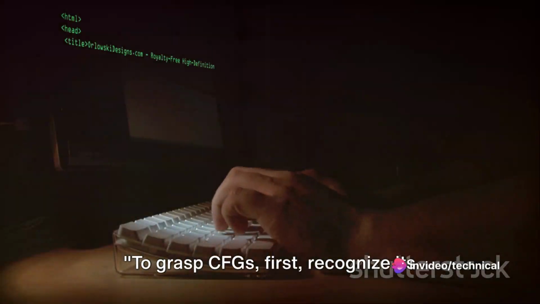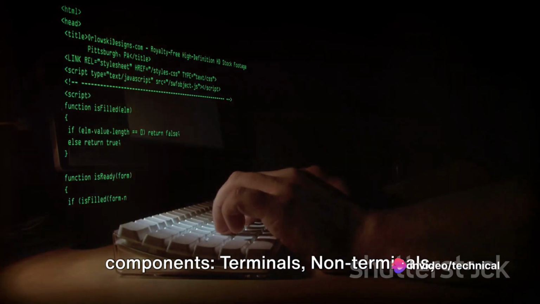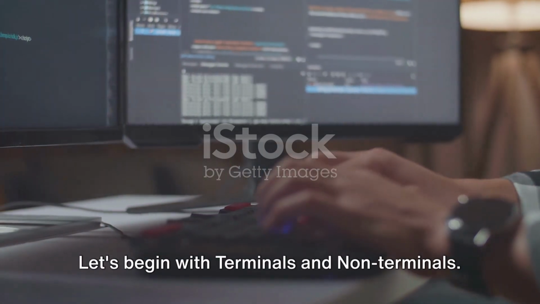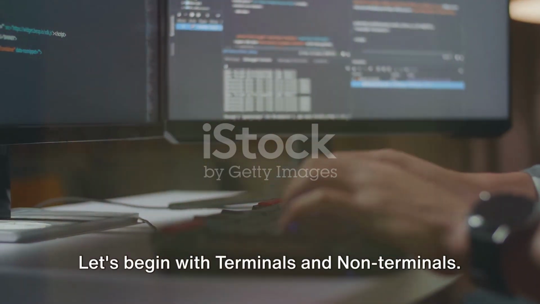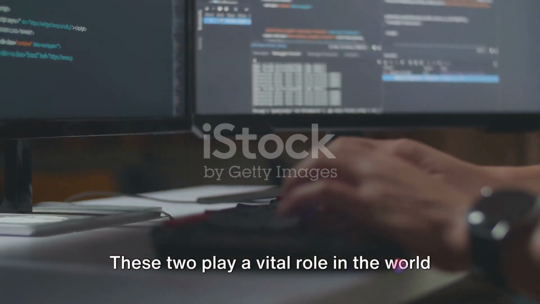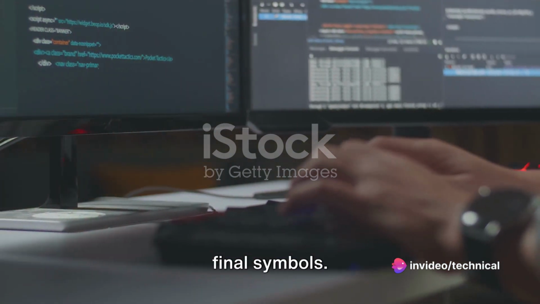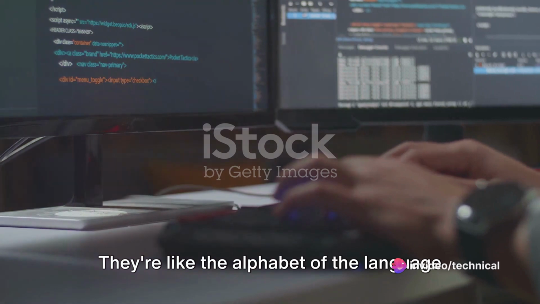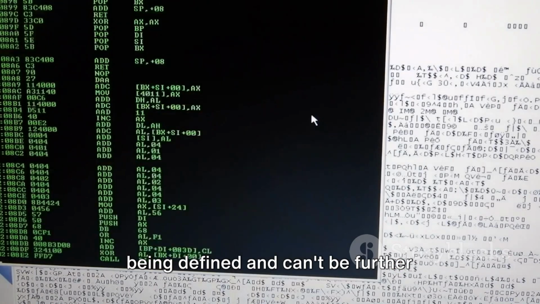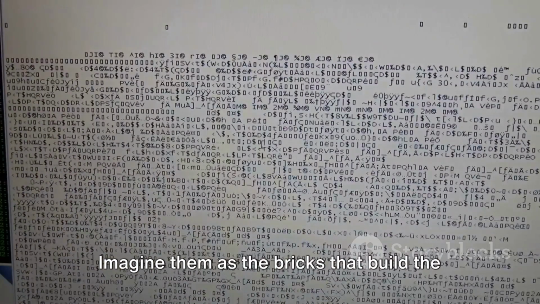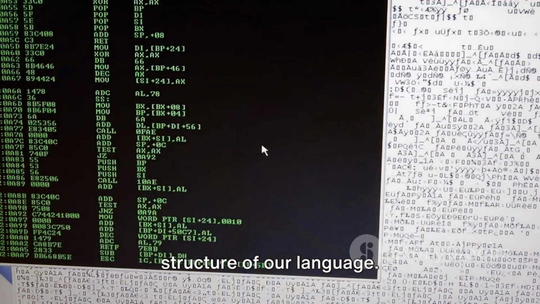To grasp CFGs, first recognize its components: terminals, non-terminals, production rules, and the start symbol. Let's begin with terminals and non-terminals. These two play a vital role in the world of context-free grammars. Terminals, as the name suggests, are the final symbols. They're like the alphabet of the language being defined and can't be further expanded or replaced. Imagine them as the bricks that build the structure of our language.